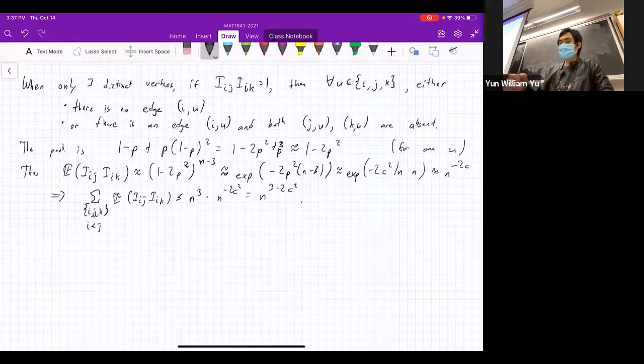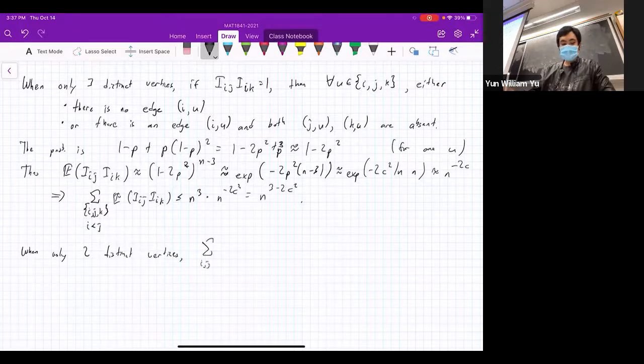So now we're almost done because the third case is easy. When there are only two distinct vertices, well then the sum over ij of the expectation of I_ij squared is equal to the expectation of X, which is approximately equal to 1/2 n to the 2 minus c squared.